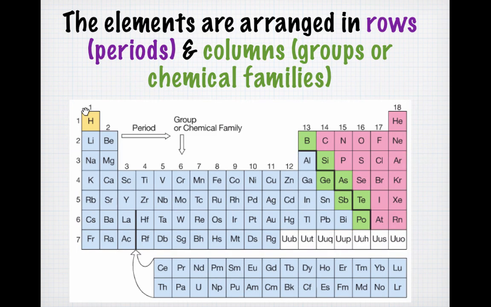And that wraps up our lesson. So just to recap, elements are arranged in rows, so periods, and columns, which are the groups or chemical families. To the left of the staircase are all of the metals. To the right of the staircase are the nonmetals, and along the black staircase are the metalloids.